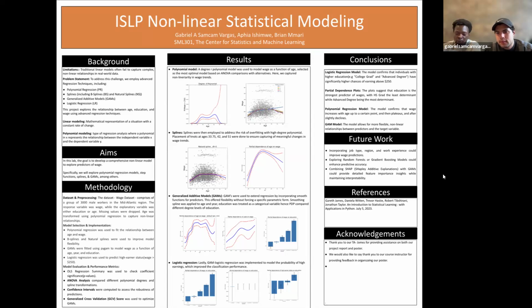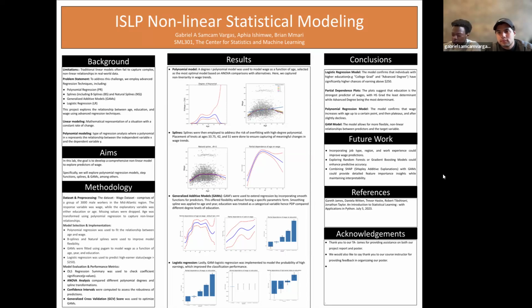The polynomial regression models also tell us that wages increase with age up to a certain point, and then it plateaus, and then it starts decreasing. And then the generalized additive models help us allow more flexible and nonlinear relationships between predictors. So it helps us to visualize and see how we can better predict the response variable compared with the explanatory variables.